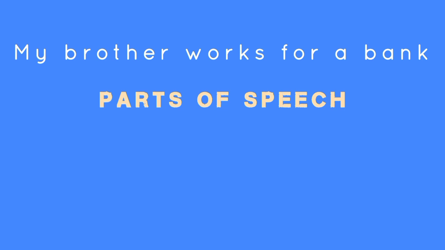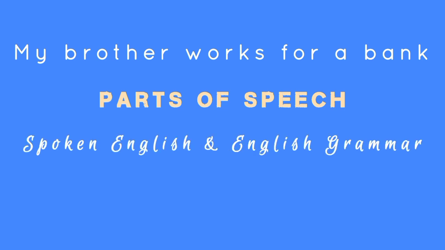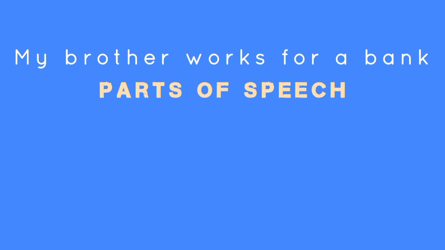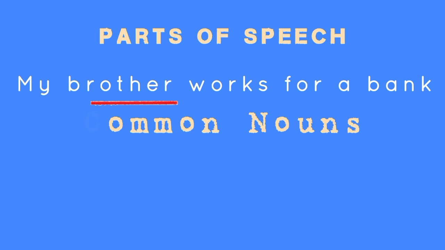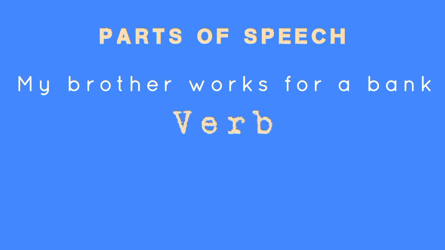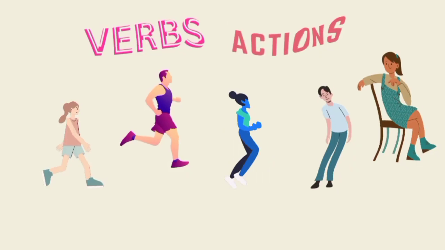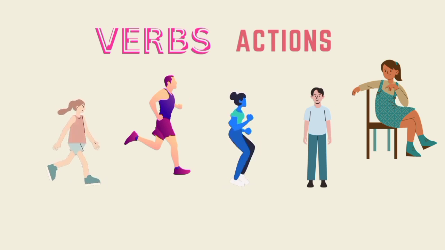Our course on spoken English and English grammar will help us learn the different parts of speech that make a sentence. In this sentence, the words brother and bank are both nouns. Can you tell me what type of noun? Brother and bank are both common nouns. Work is a verb. So, what is a verb?